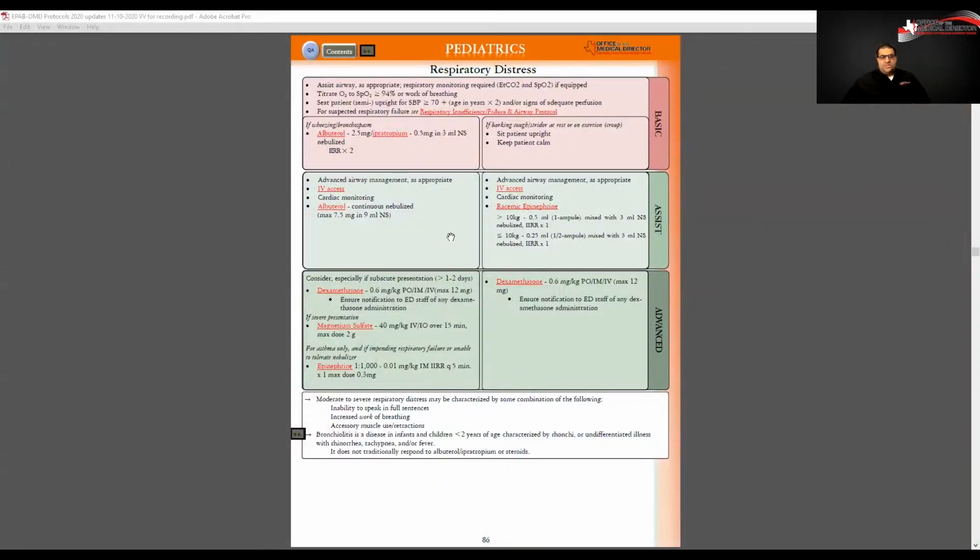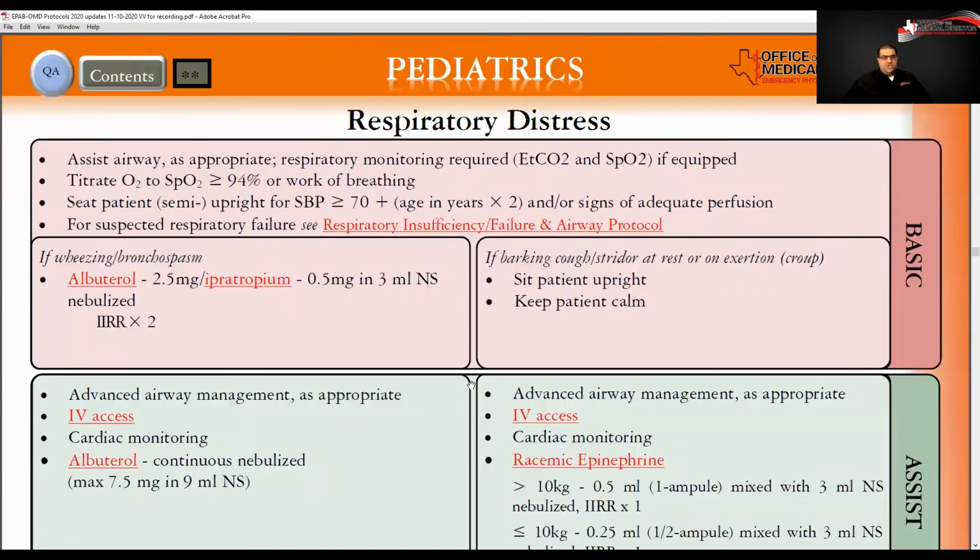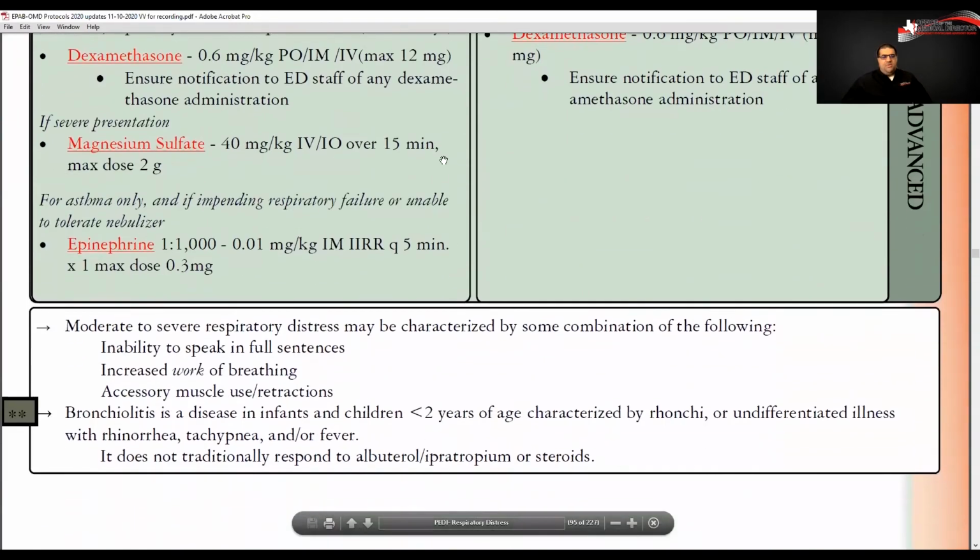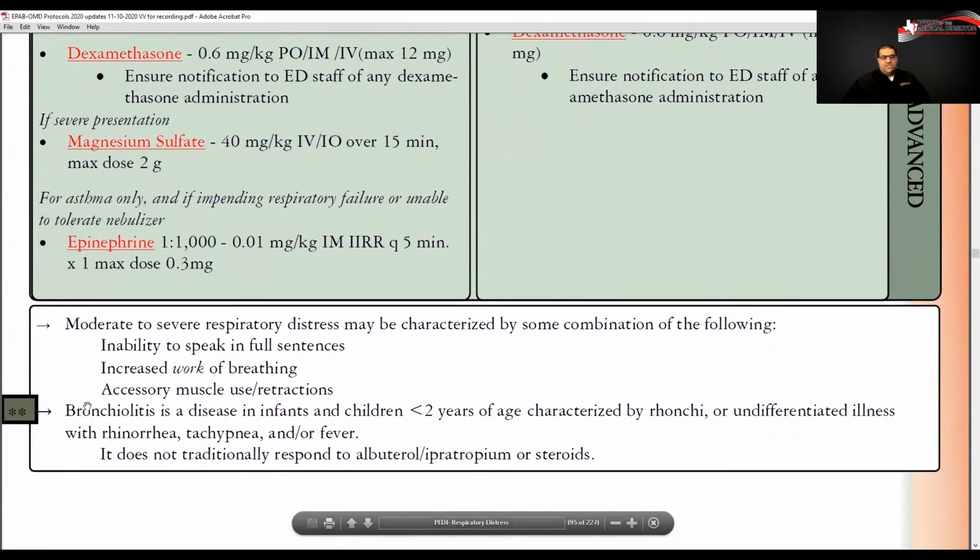For pediatric respiratory distress, only real change here is a discussion about patients with suspected bronchiolitis. So again, you'll get some further information on this during the live training. But there are a number of kids, especially under the age of 2, that when they get a viral illness, they get a disease called bronchiolitis. And it's very much an upper respiratory infection.